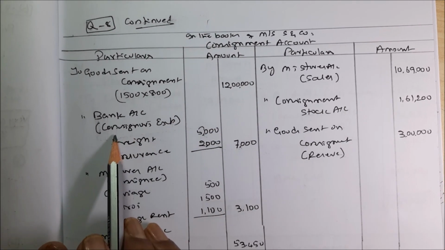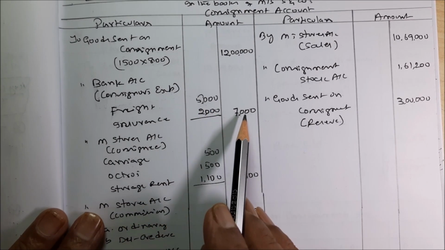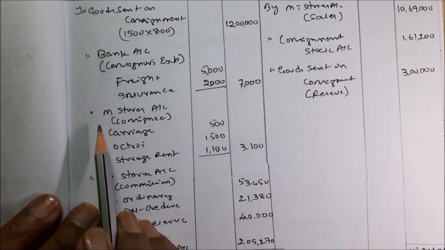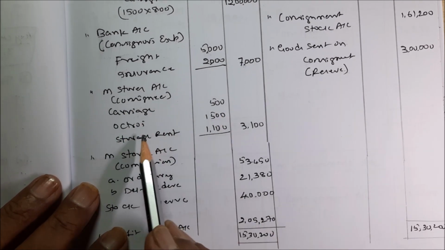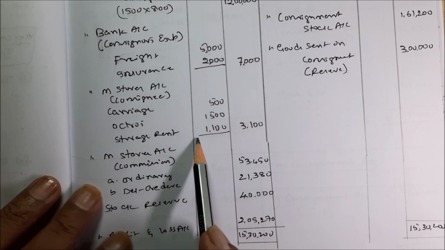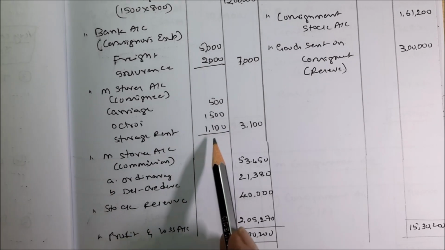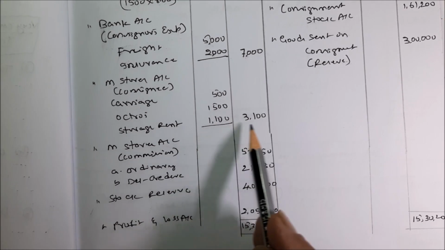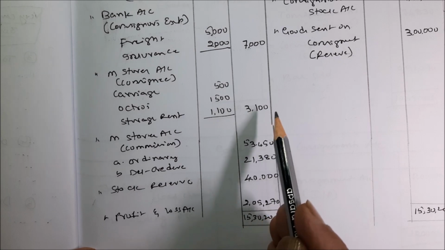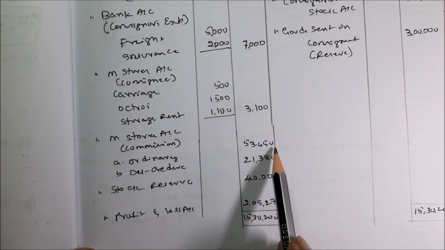To bank account, consignor's expenses: freight 5,000, insurance 2,000, it is 7,000. To M Stores, that is the consignee's expenses: carriage 500, octroi 1,500, storage rent. Here I have taken rent; for the calculation of closing stock we are not supposed to take it, but here we have to take rent because it is his expense. So total 3,100. To M Stores commission 53,450 ordinary.